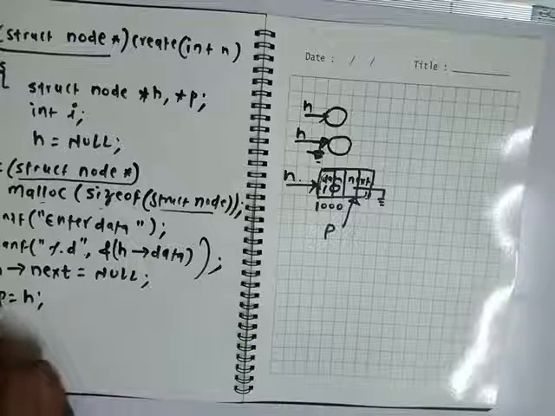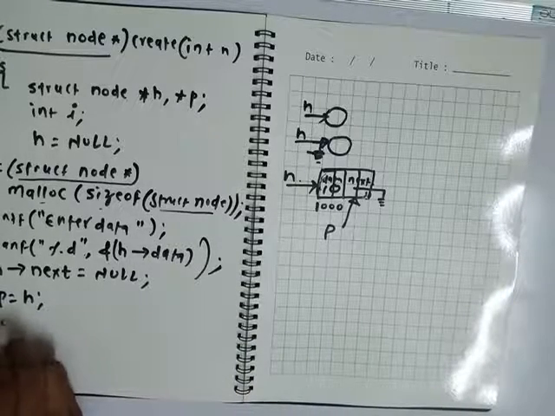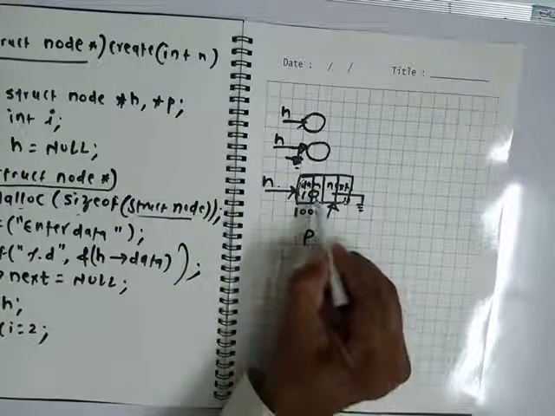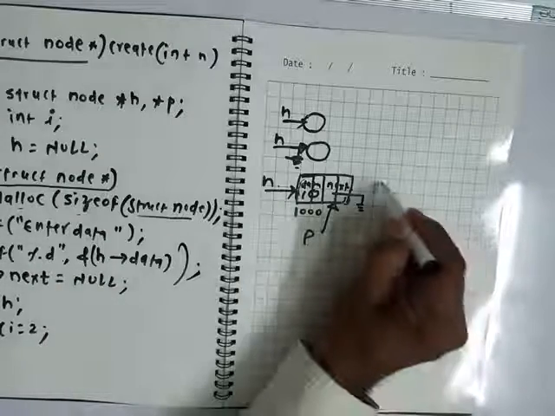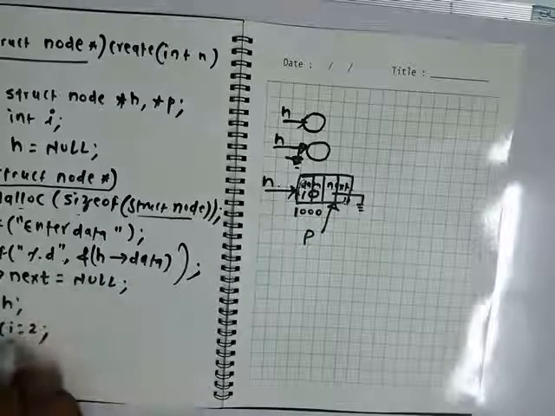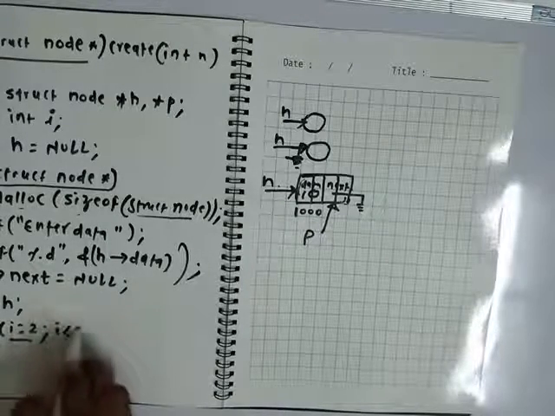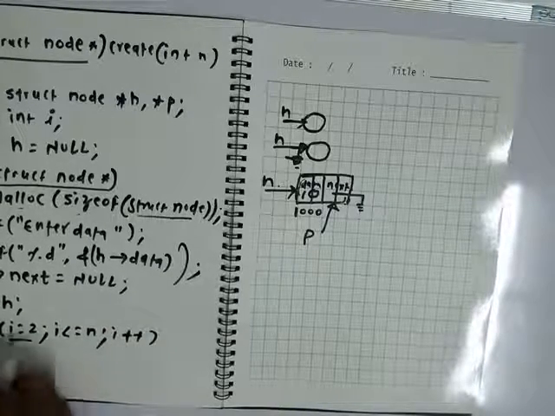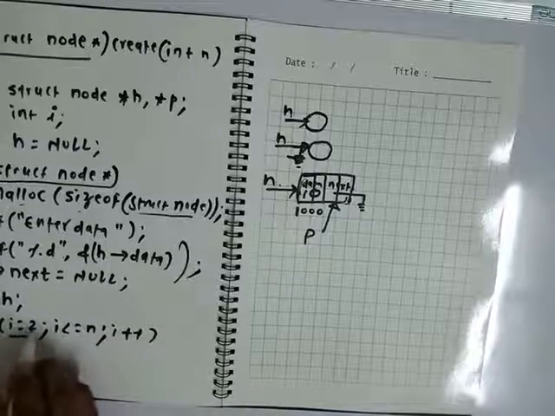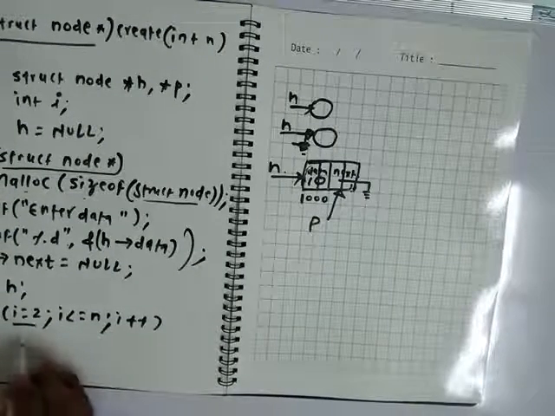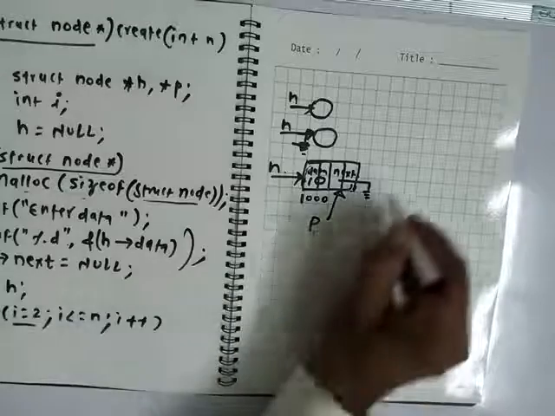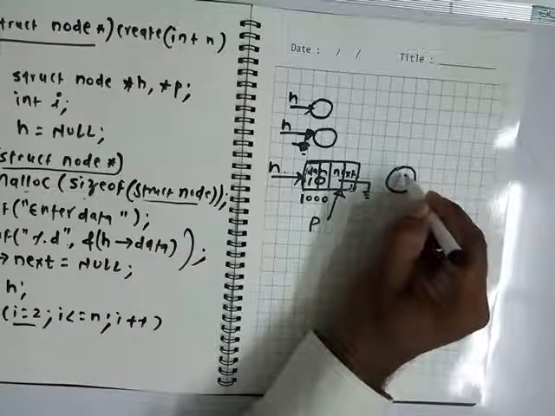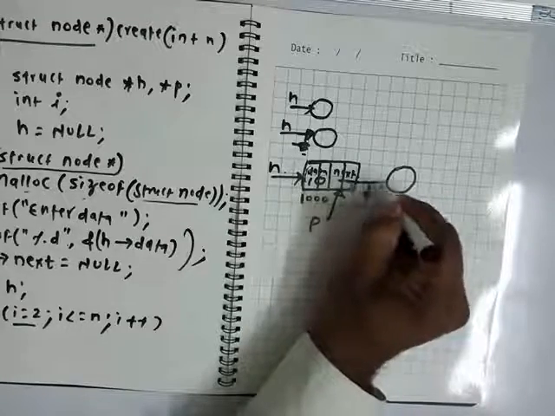Now for i assigned 2, because the first node is created here. Now I'll start creating the second node onwards, right? That's why 2 to n: I'll say i less than or equal to n, i plus plus, right? So I'll create 2 to n nodes, starting from 2 till n. Then what will I do? I'll demand memory here, right? A structure node type memory. I'll point this pointer there, right?